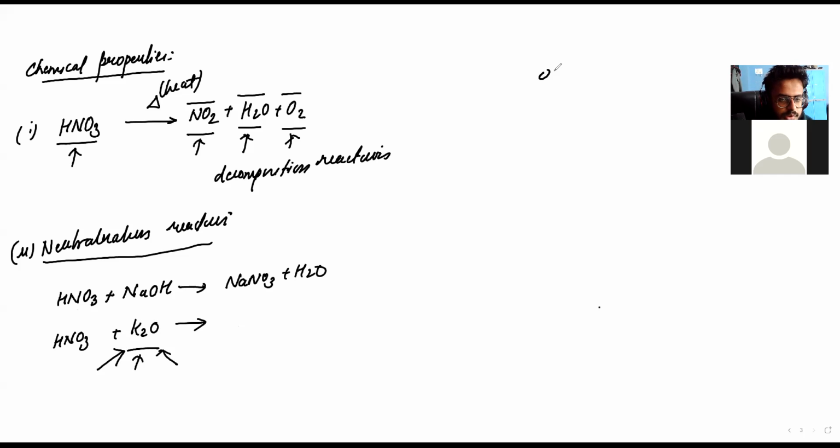A base should have OH, right? It should be hydroxide. There is no hydroxide in this, only oxide. So if I say this is a base, what is this kind of base called? What is this kind of substance called? It was in the first semester, who knows this?